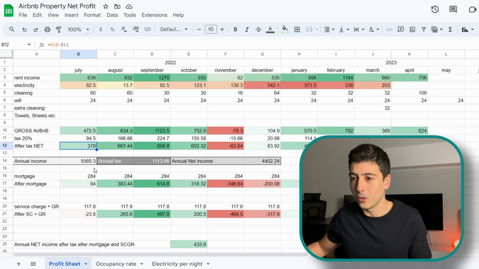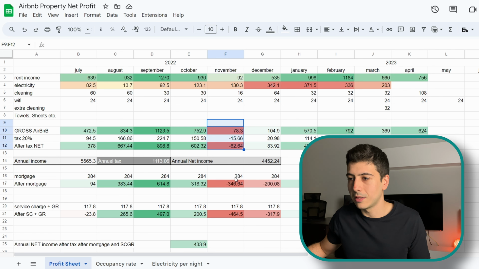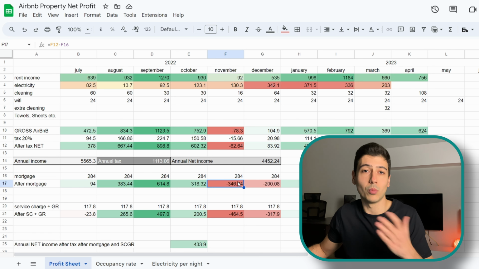So a finance cost is the cost of having debt. In other words, I'm trying to find out whether the property being rented out can take care of the mortgage and pay for itself. So in this case, I am at a profit even after the mortgage is paid. However, in other months where the business was slow, we can see that when the net profit was negative, even after paying mortgage, well, that's more negative.